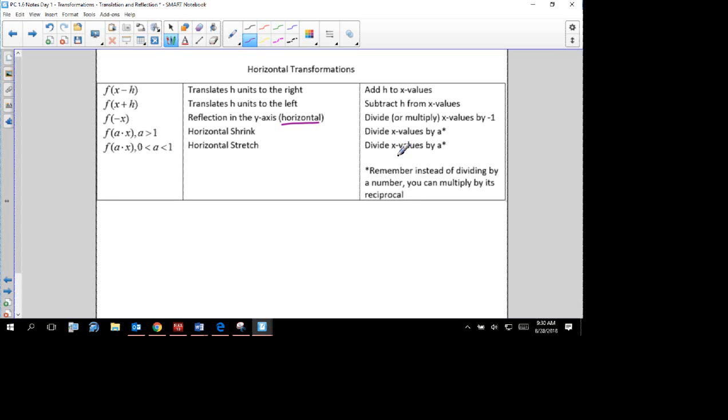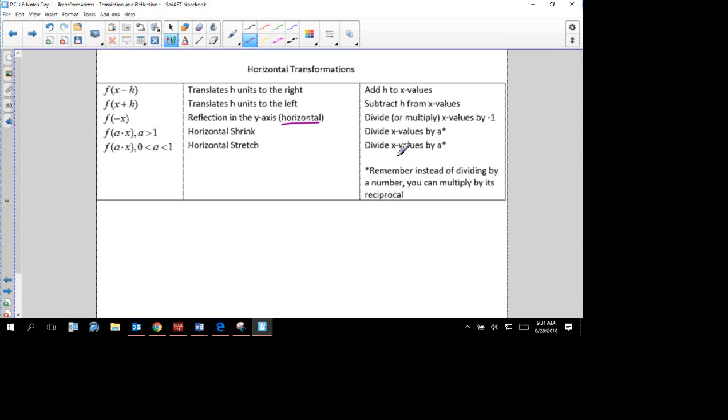People always get confused. Do you reflect in the x-axis or do you reflect in the y-axis? Because it's a horizontal transformation, it's confusing. So if you actually put your axis up, you can see which one it's reflecting in. Doesn't that sound weird? In the y-axis. That's the correct vocabulary. So we're going to use the correct vocabulary even if it sounds weird. And here is exactly how to write it.